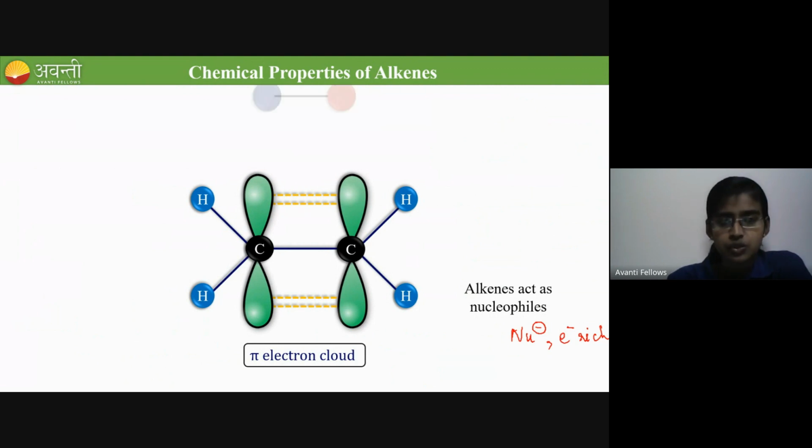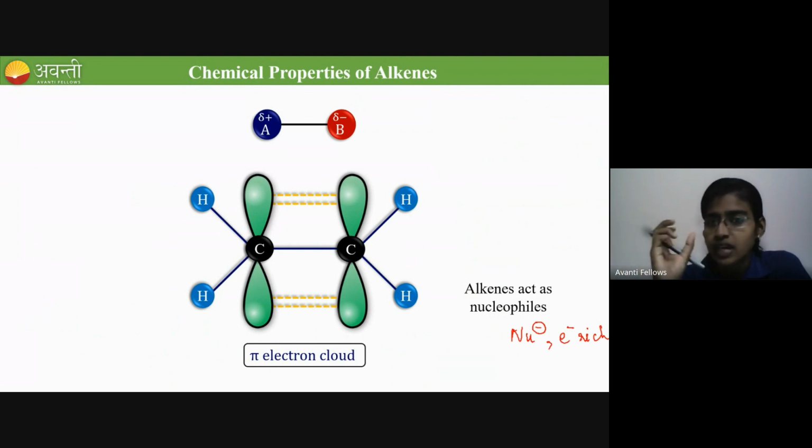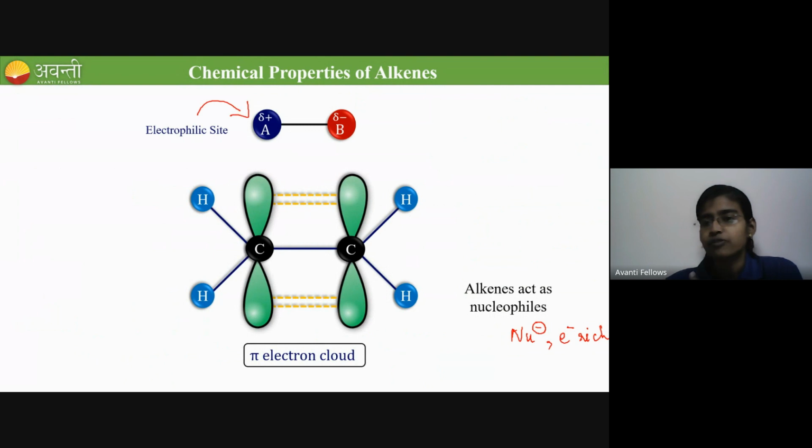So if I am adding one compound in the form of AB, that compound should be polar. The addition compound should be polar, which means it should have both a positive end and a negative end. The positive end will react with the alkene first. The positive end is called the electrophilic site. Here A is partially positive, and this A is the electrophilic site. Since these alkenes act as a nucleophile, the electrophile always reacts with the nucleophile, right? That is the organic chemistry actually. Electrophile reacting with the nucleophile is organic chemistry.